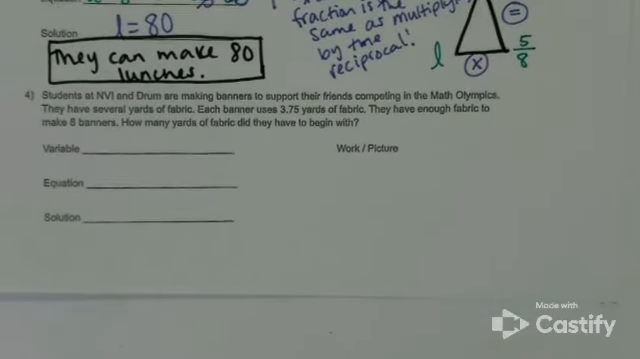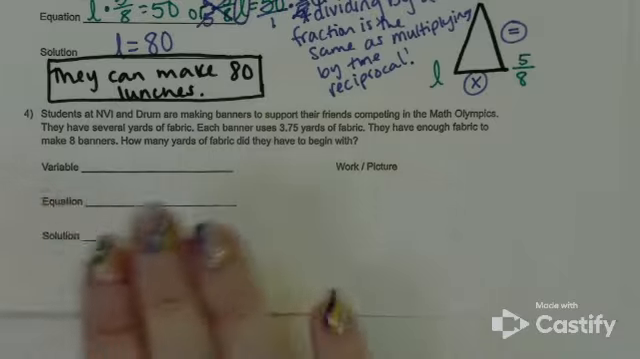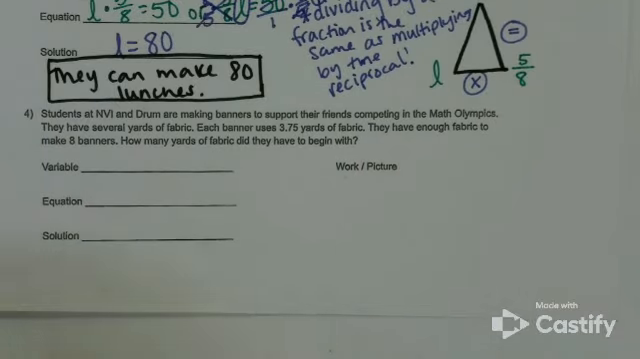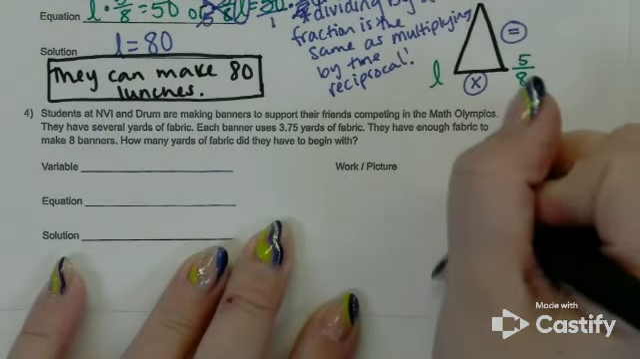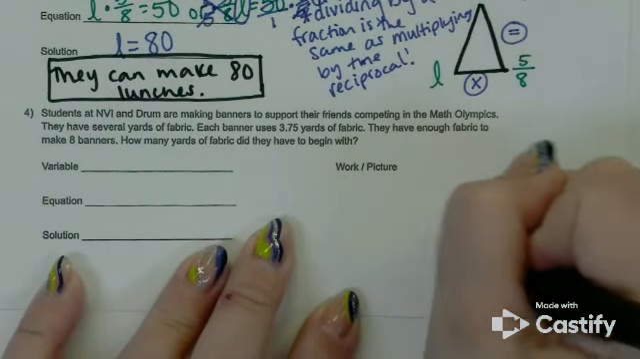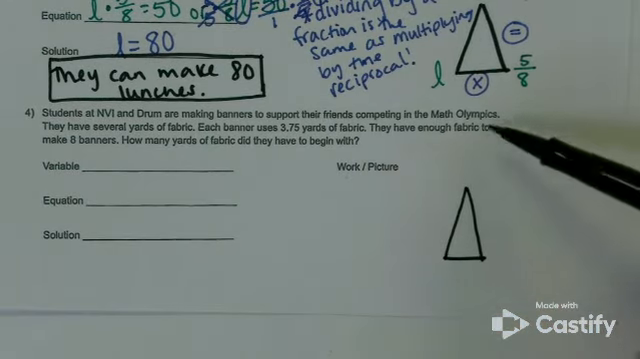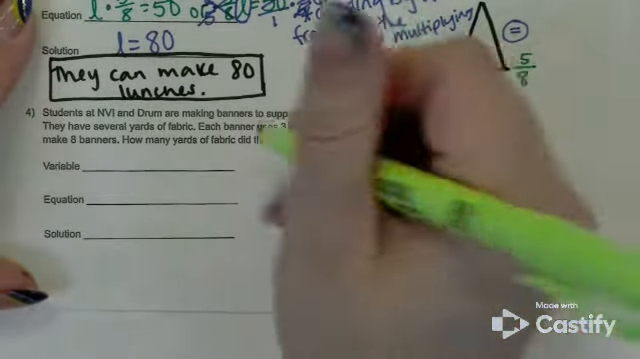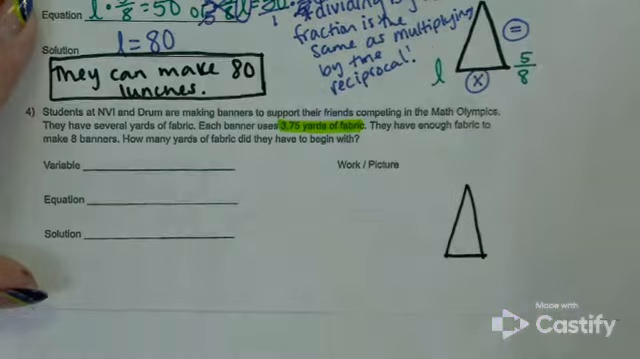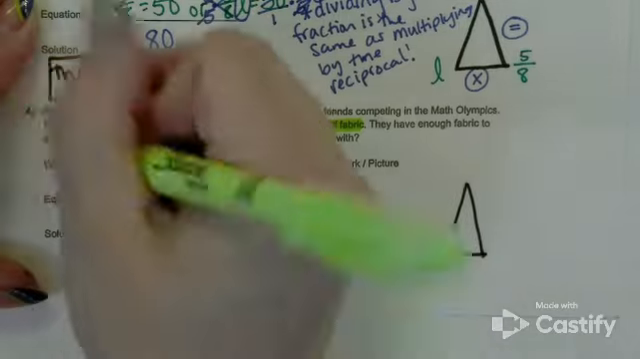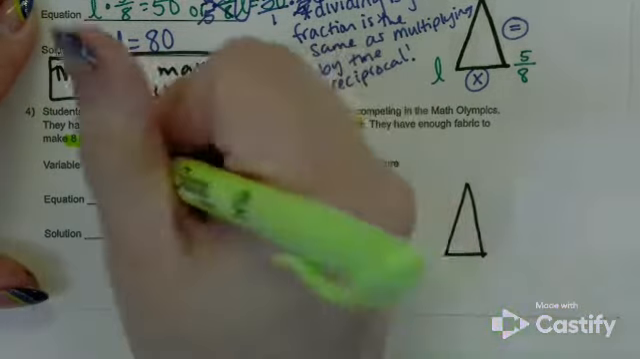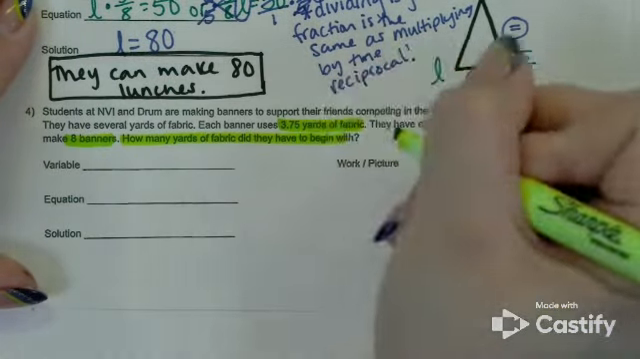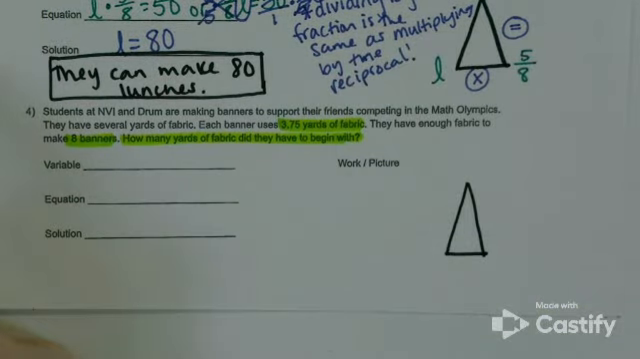Last one. Let's see if I can make this a little bit better. There we go. Students at Narrowsview and Drum are making banners to support their friends competing in the Math Olympics. They have several yards of fabric. Each banner uses 3.75 yards of fabric, and they have enough to make 8 banners. How many yards of fabric did they have to begin with?